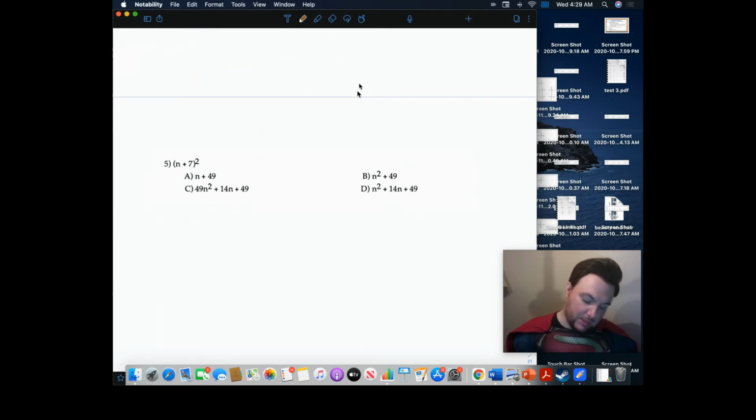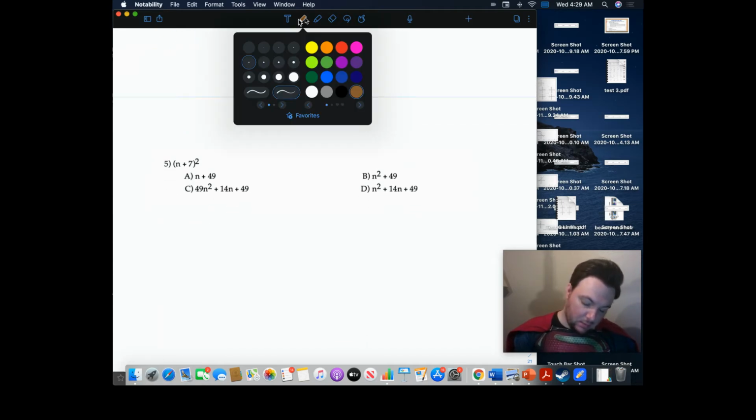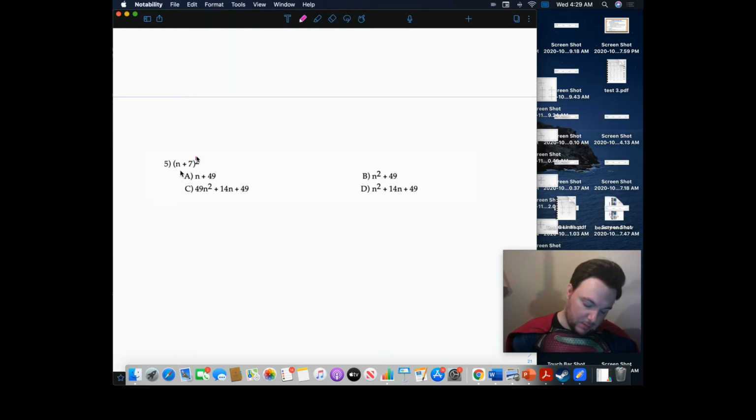All right, so n plus 7 squared. So what are we going to do here? Well, because of the 2, we're going to put it into both, and we're going to get n squared plus 7 squared.